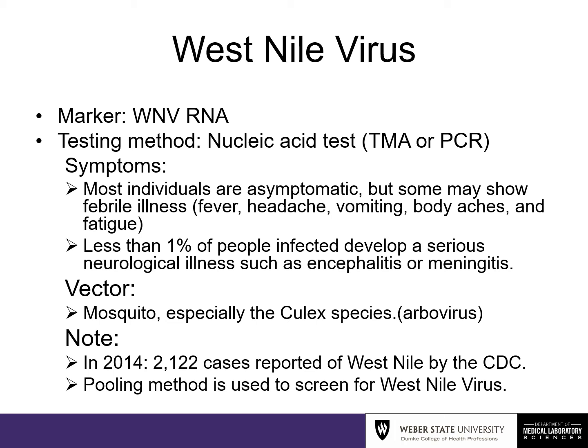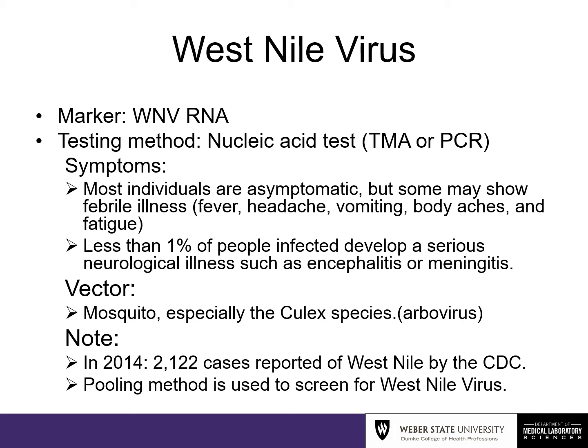I'd also like to portray the prevalence of West Nile cases. So, showing in 2014, there were about 2,122 cases of West Nile reported by the CDC. Those who are most at risk for West Nile virus are generally the elderly or the very young, or anyone who is immunocompromised. So there's no vaccine or specific medications available for West Nile virus, so it is important for these individuals to especially take precautions such as wearing bug spray or clothes that cover their skin.